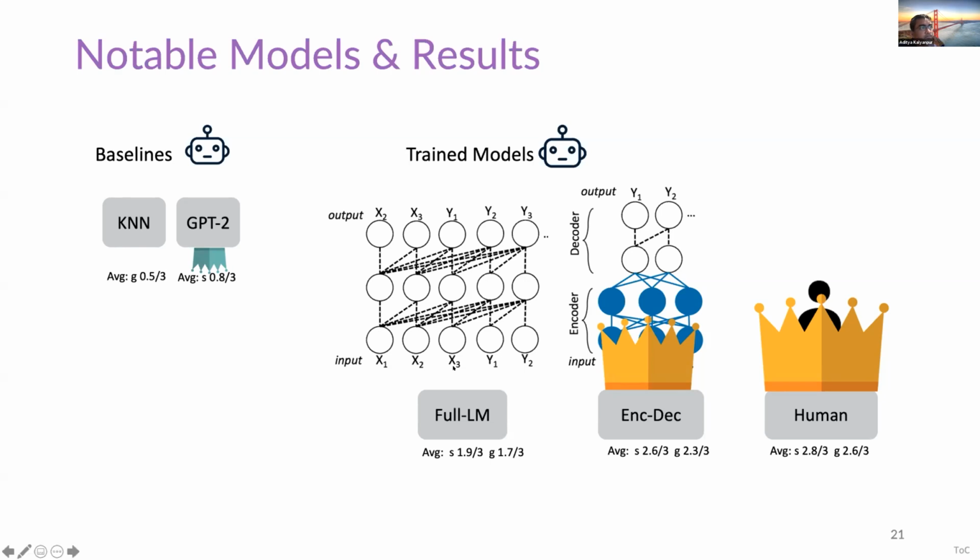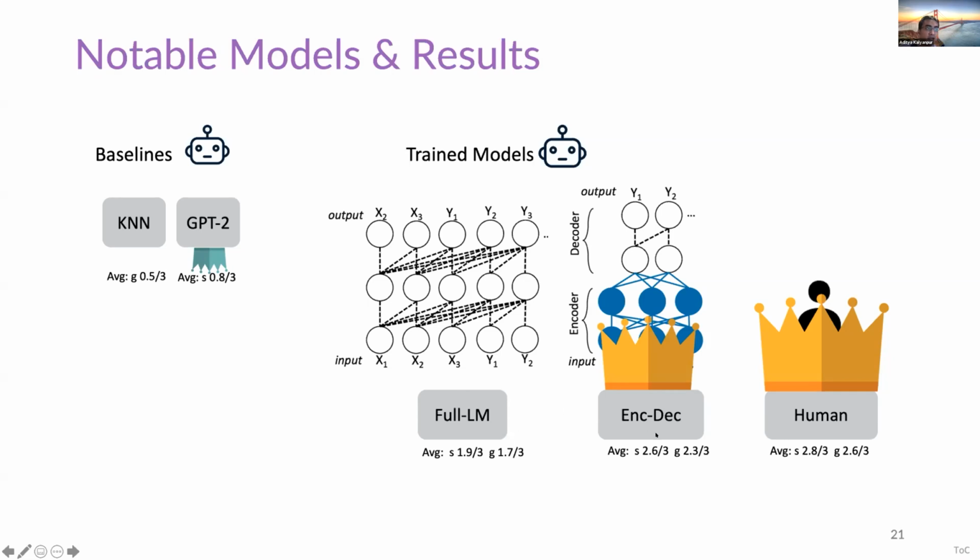So to be fair to GPT-2, we only evaluated it for specific rules, and yet it did pretty poorly. And then the trained model, so this is now taking GPT-2, the full LM, and tuning it for the GLUCOSE task. So fine-tuning it on GLUCOSE training data. And this model did much better.